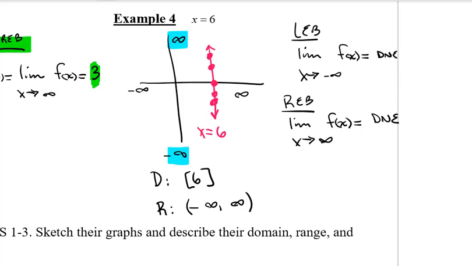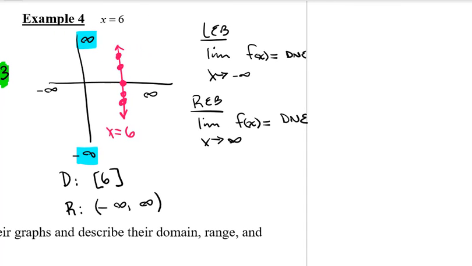Now, if you want to combine those, you can put them separately like that, or you can put them together and just say the limit as x goes to negative infinity of f(x) is equal to the limit as x goes to positive infinity of f(x), which equals DNE. And you always write the left side first, so you don't want to get those backwards. So you can write it like that as well.